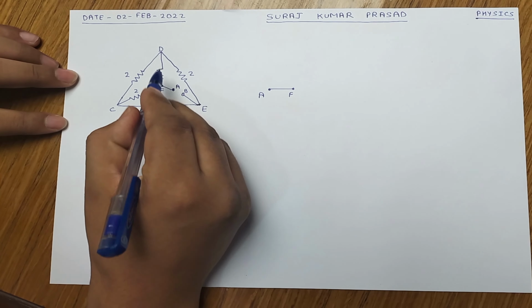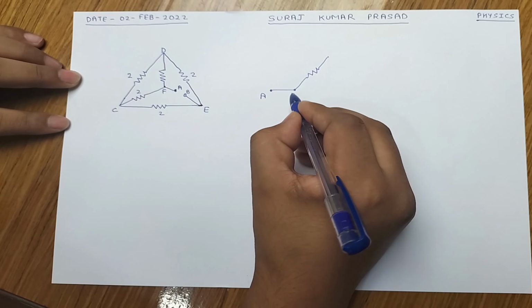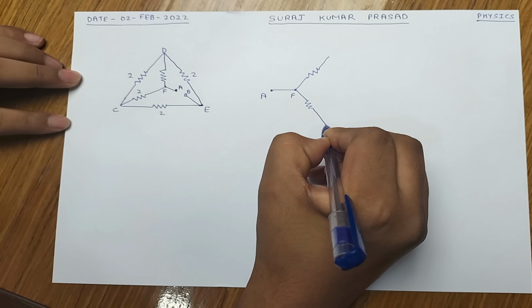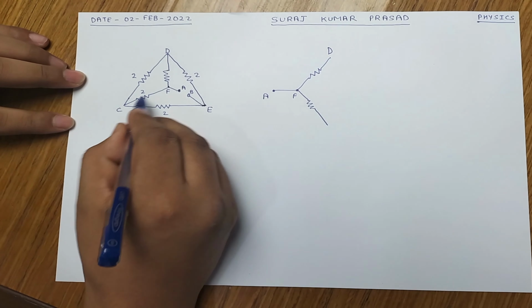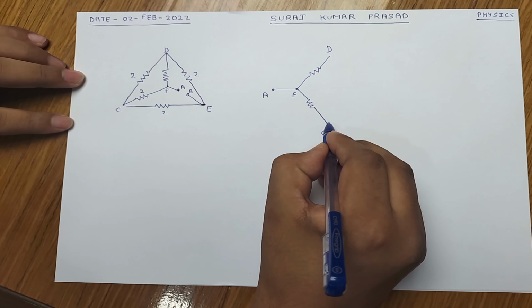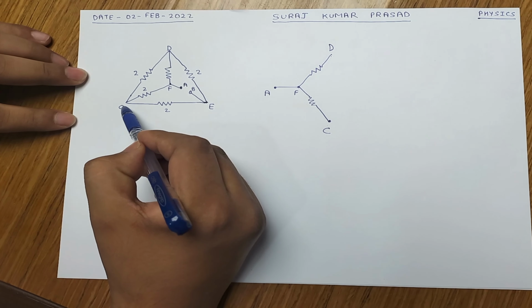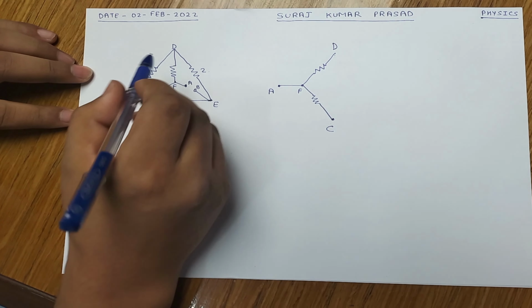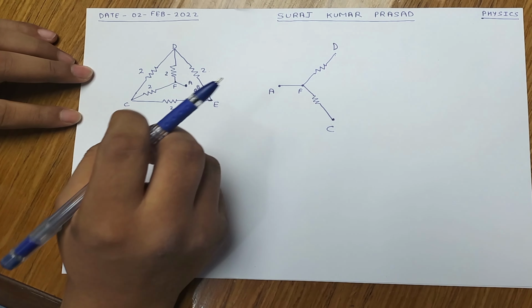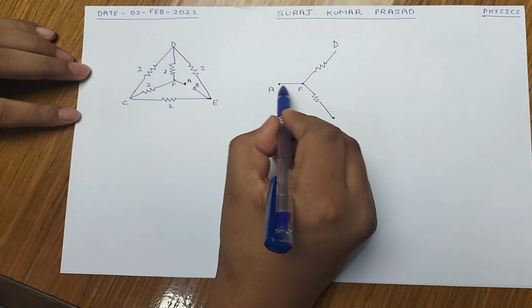Now F is joined to D and F is joined to C. So I will make it like that: F to D, F to D, F to C, F to C. I have done that. Now from C to D, one resistance is there, that is of 2 ohm. As you can see, 2, 2, 2, 2. Here also it is 2. 2 means 2 ohm. As we know, the unit of resistance is ohm.